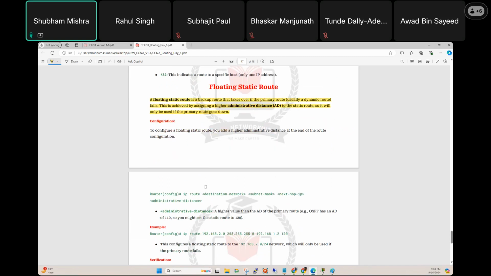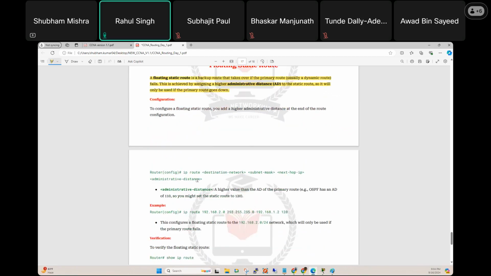What do you mean by it? Anyone? Sir, we create a floating static route. If our dynamic route fails, then it will work. Yes, exactly, for redundancy. What is the meaning of this?